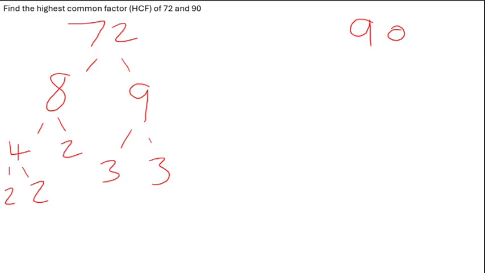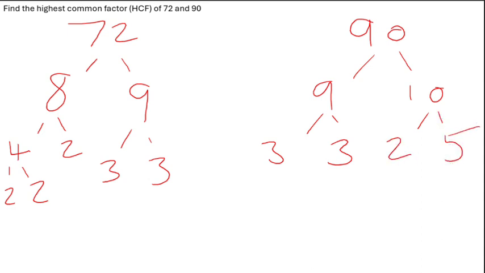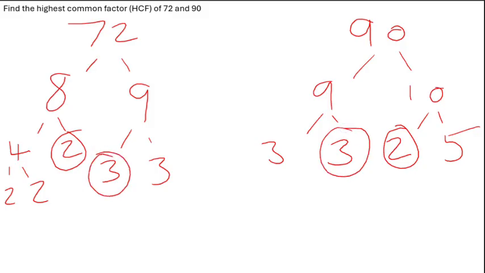Okay, then I'm going to do the same with 90. I'm going to split those into 9 and 10. 9 can be done as 3 and 3. 10 I can split off into 2 and 5. And then again, I'm going to collect my like terms. So I've got a 2 there, I've got a 2 there. I've got a 3, I've got a 3, I've got a 3, and I've got another 3. I haven't got a 5, and I haven't got any more 2s, so I'm going to leave them as they are. And then times them all together.